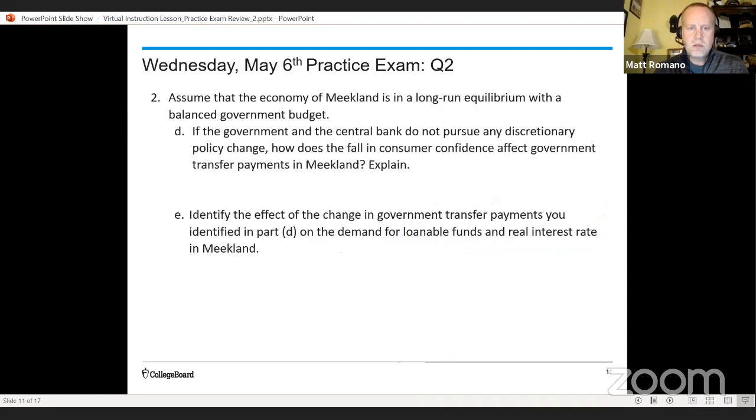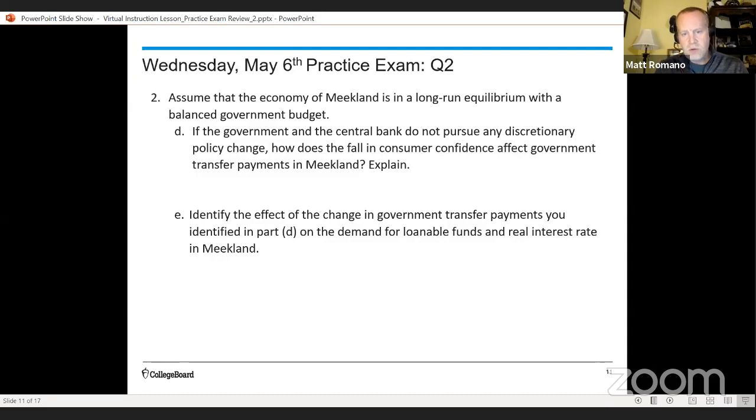Moving on to part D. If the government and the central bank do not pursue any discretionary policy change, how does the fall in consumer confidence affect government transfer payments in Meek Land? Explain.